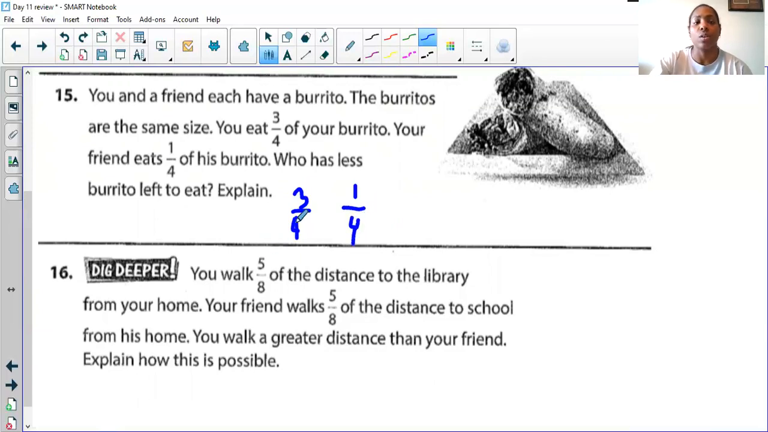So the question is asking, who has less burrito left to eat? Ooh, that is a good question. So remember, you ate 3/4 of your burrito and your friend only ate 1/4 of his burrito. So I think this would be a great time to go ahead and draw that out and then decide from there who has less left to eat. And I think you'll be able to figure out the answer once you have drawn it out. At this time, I'm going to go ahead and pause the video, and I'm going to allow you to answer questions number 15 and 16 on your own. I'll be here when you get back.